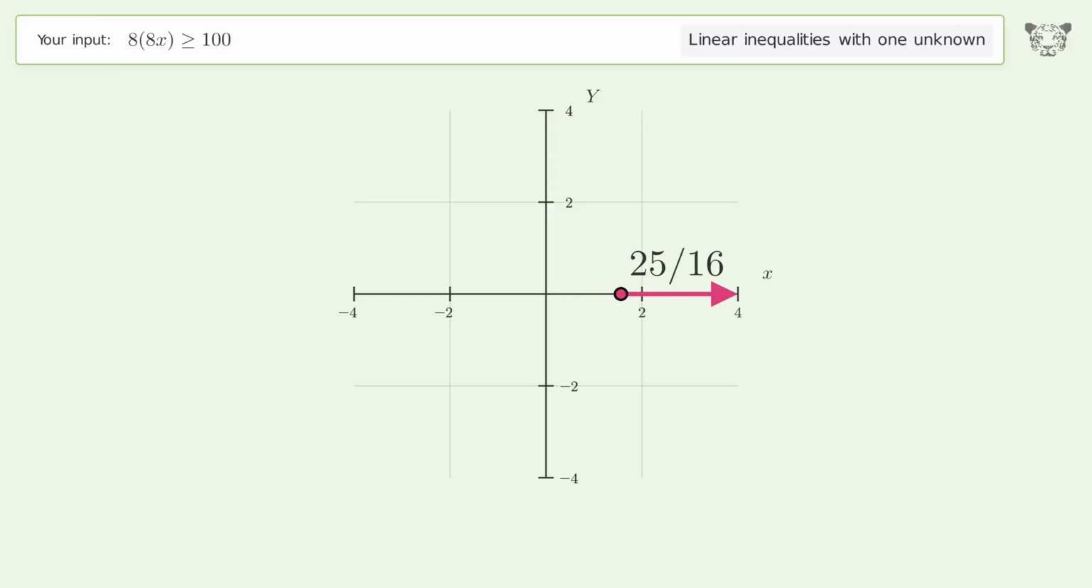And so the final result is x equal or greater than 25 over 16 equal or greater than 19 over 16.